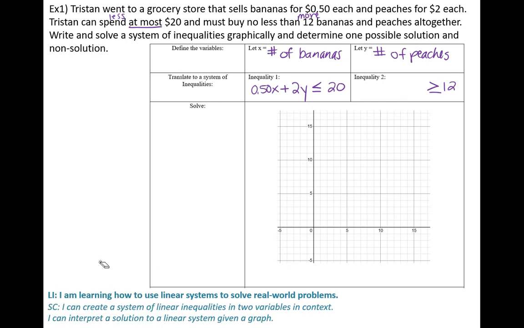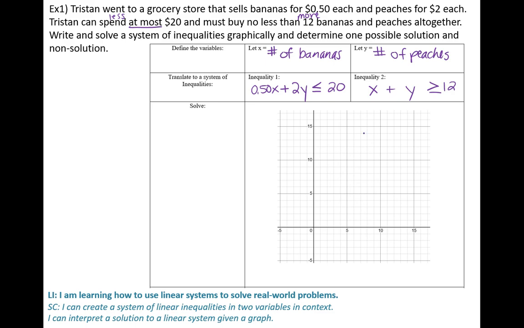And then let's see if we can fill in some stuff here. So the 12 represents how many pieces of fruit I buy, and again, I'm buying bananas and peaches. And remember, our variables actually represent how many bananas plus how many peaches, and that has to be more than or exactly 12. So those are the two inequalities.